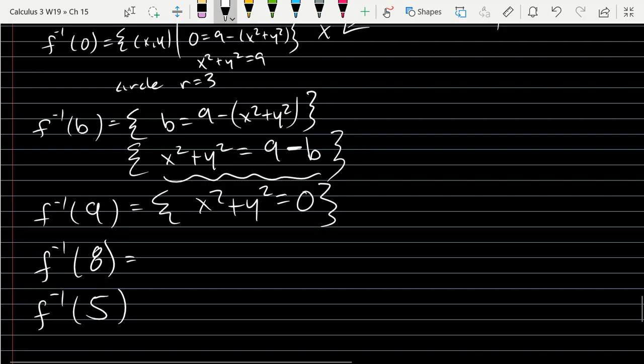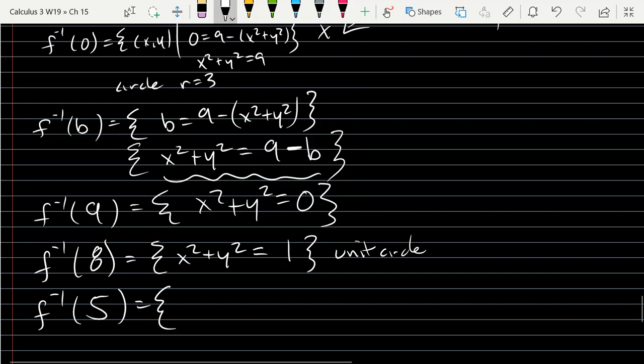Now, f inverse of 8, here b is 8. So we have x squared plus y squared equals 9 minus 8 is 1. That's the unit circle. Now, it's not the unit circle where your z-coordinate is 0, it's your unit circle where your z-coordinate is 8, because we picked our z-coordinate.